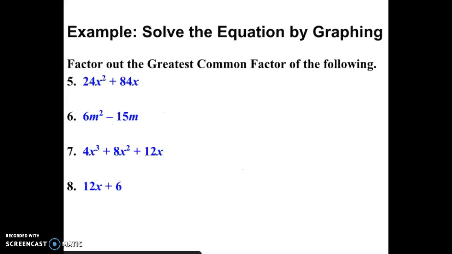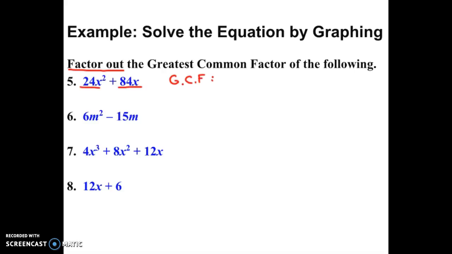Okay, last slide in this foldable for your notes. We're actually going to factor out the greatest common factor. So notice how it says factor out the greatest common factor. What that means is I need to find the greatest common factor first, and then I'm going to pull it out of the whole equation, the whole problem. So let's look at number 1. We kind of already did this problem in the one before.